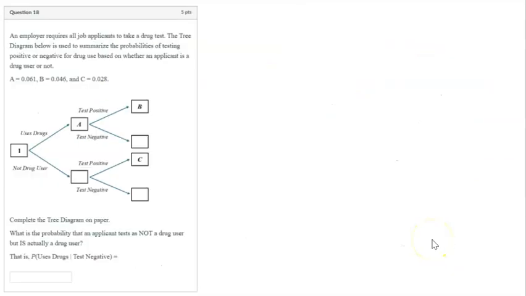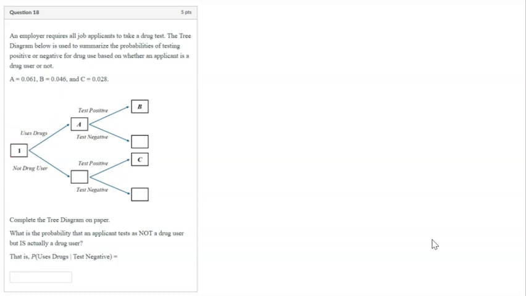Let's do one more example, but we're going to do it with the question in a different form. Look, we go all the way to the bottom, and here's what it's asking. What is the probability that they tested negative, but they used drugs? That's the same as what we've done in the other 2 examples. It says an employer requires all job applicants to take a drug test. The tree diagram below summarizes the probabilities of testing positive or negative for drug use based on whether an applicant is a drug user or not. We're set up the same way.